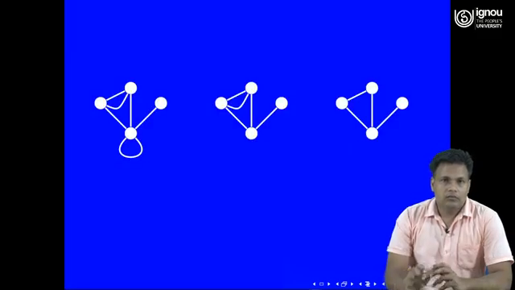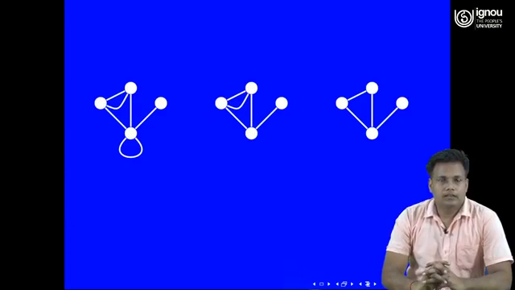Now, for example, there are 3 graphs here. In the leftmost graph, you can see that there are loops as well as parallel edges. In the middle graph, you can see that there is no loop, but there are some parallel edges. On the rightmost graph, you can see that there is no loop and no parallel edges. So this graph is a simple graph.